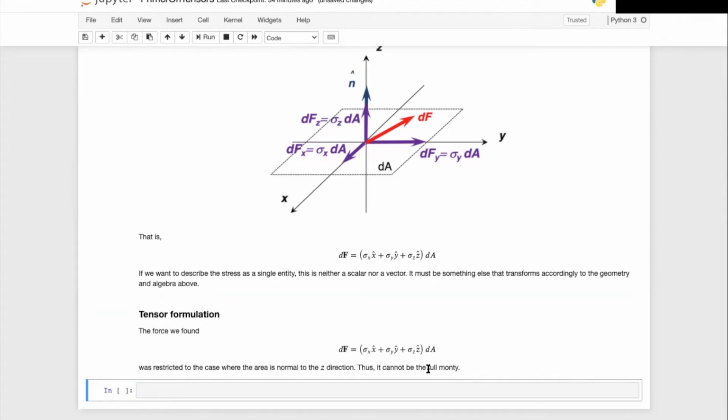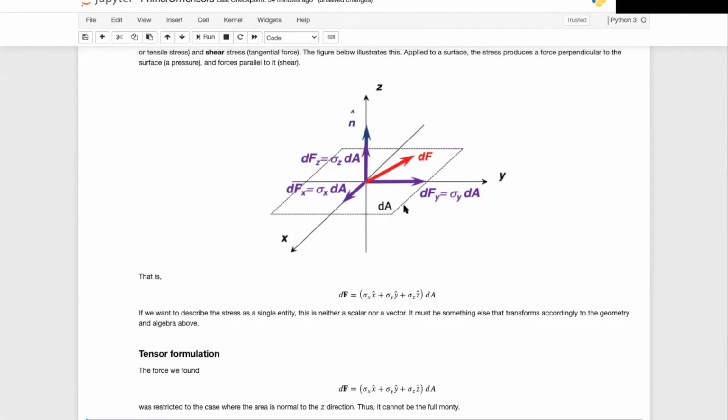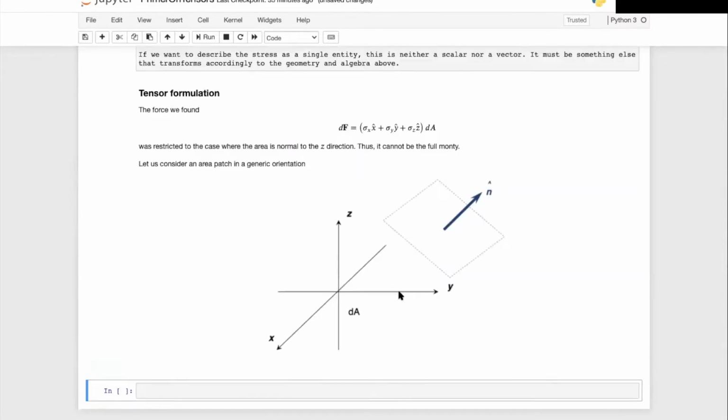Now, the force that we found was restricted to the case where the area is normal to the z direction. We aligned here the area so that the normal is in the z direction. So it cannot be the full Monty. Let's consider an area patch that is in a generic orientation.